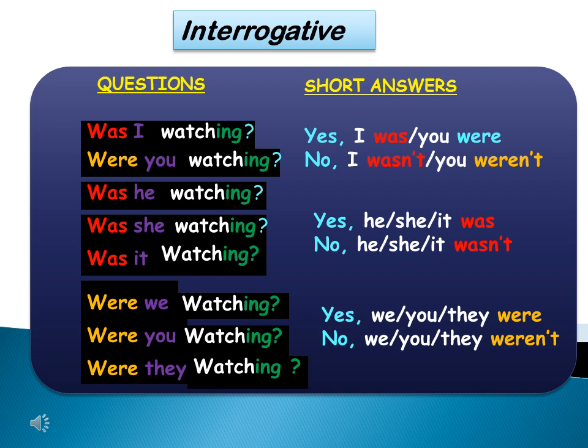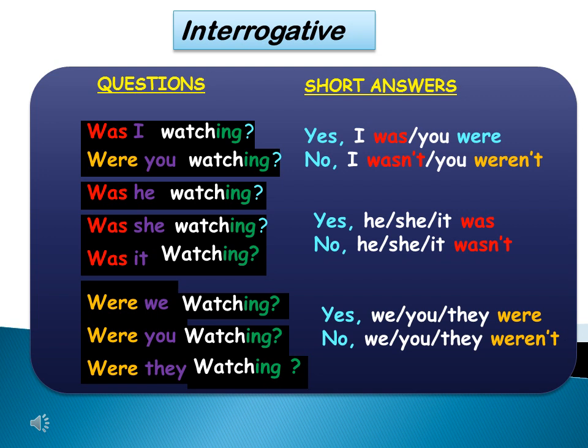Short answers ديالهم الجواب ديال هاد الأسئلة. For example, was I watching, yes I was, yes were you watching, yes you were, no I wasn't, no you weren't. راني جمعت الأجوبة ديالهم. Was he watching, was she watching, was it watching. If the answer is affirmative, yes he was, yes she was, yes it was. If it is negative, no he wasn't, no she wasn't, no it wasn't.